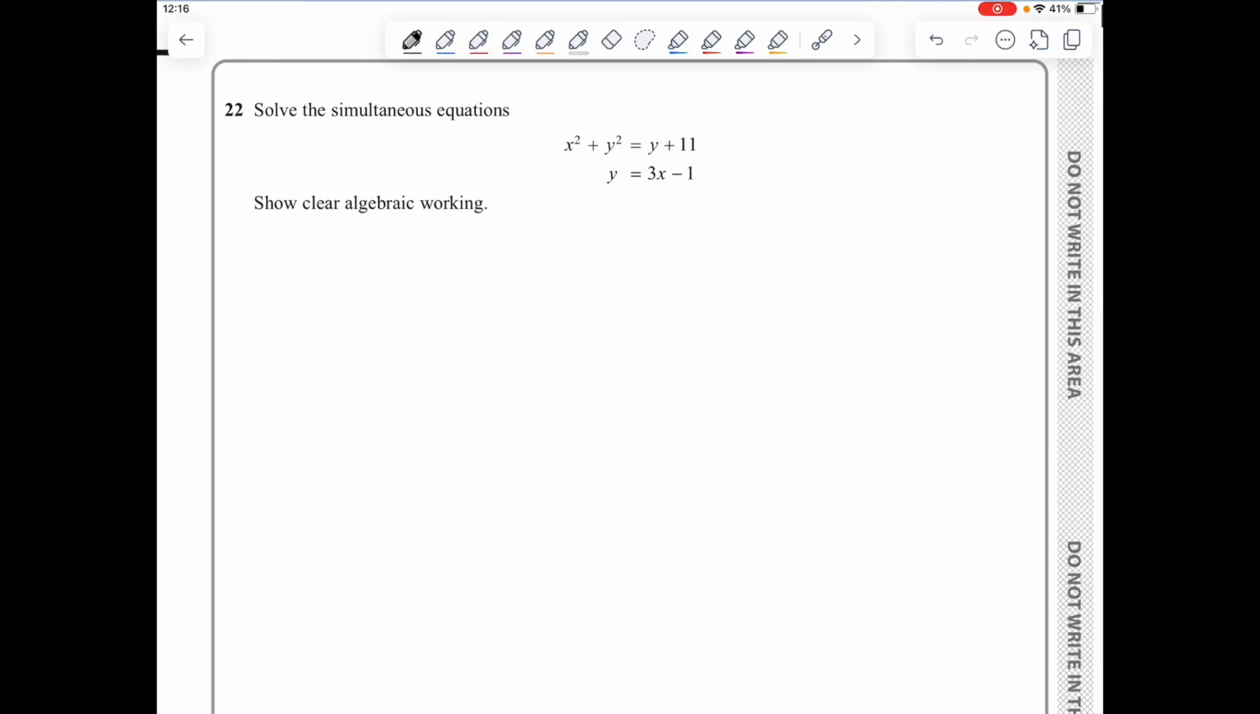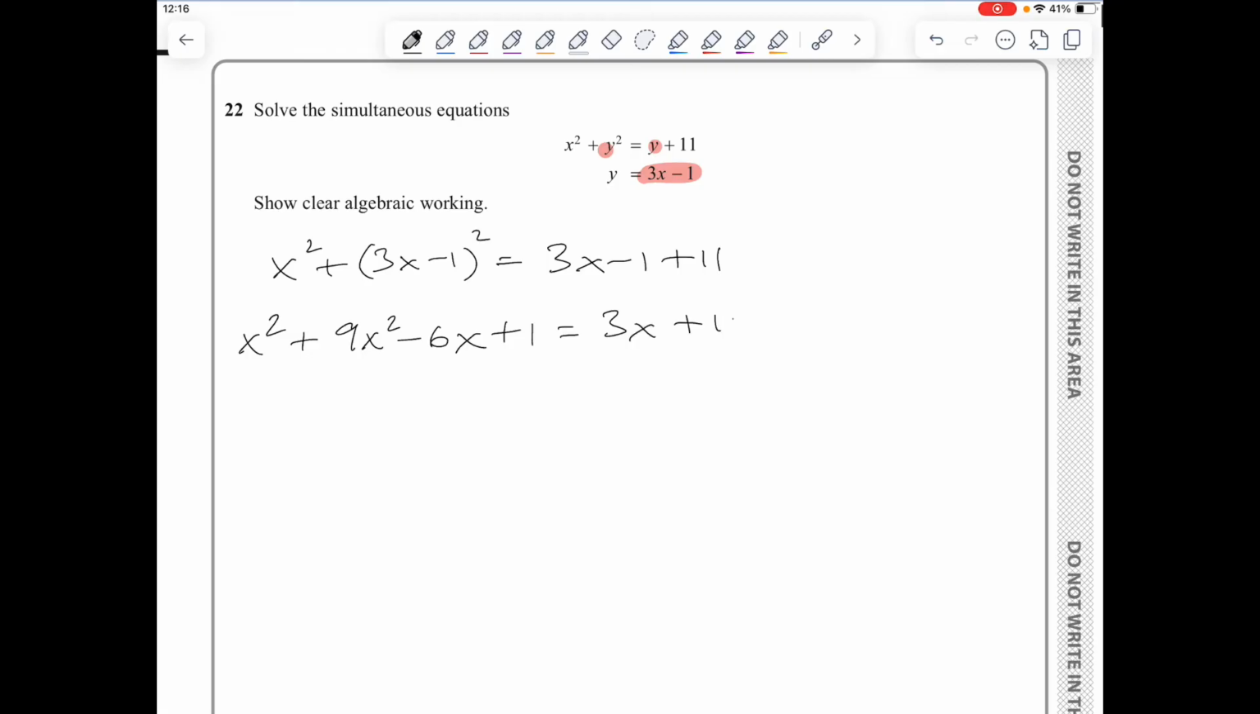For question 22, I'll solve the simultaneous equations using substitution. I will replace these two y's with 3x minus 1. So x squared plus (3x minus 1) squared is equal to 3x minus 1 plus 11. Let's expand the brackets. So x squared plus 9x squared minus 6x plus 1 is equal to 3x plus 10. Let's take everything to the left: 10x squared minus 9x minus 9 is equal to 0.